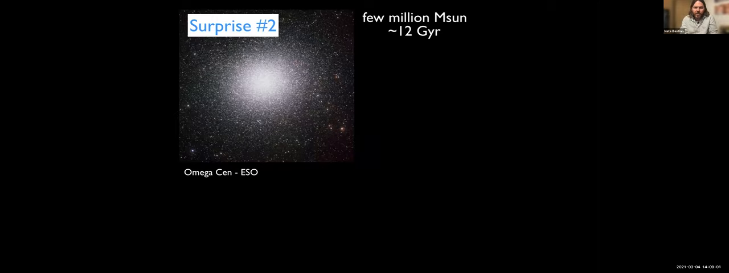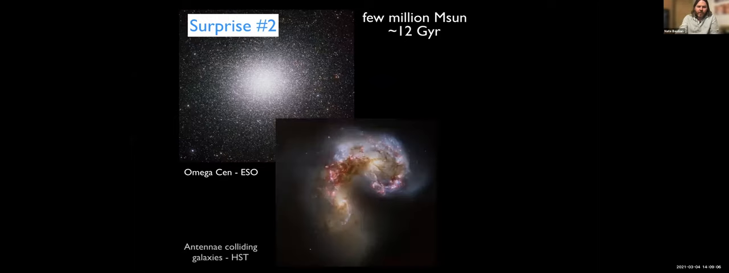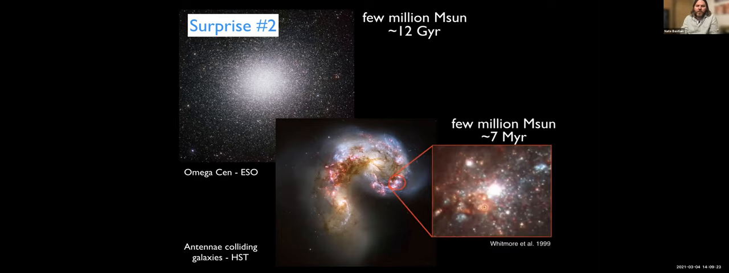However, with HST, and again the Advanced Camera for Surveys in particular, when we started zooming in on nearby starburst galaxies or colliding galaxies like the Antennae, here we see two spiral galaxies coming together, merging, causing a huge starburst. And inside that starburst, you're not just forming stars, but in fact you're forming massive stellar clusters as well. If you zoom in on this region here, this is so-called Knot S. This is a cluster with a few million solar masses, so about the same mass as Omega Cen, but it's only 7 million years old. And you can get that from integrated light, from either colors or spectroscopy.